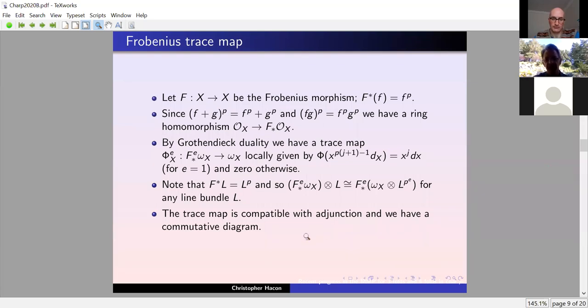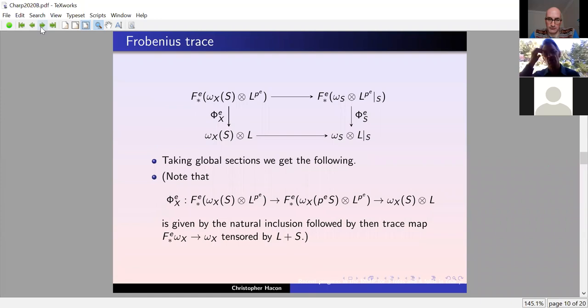Now, one important thing is that this trace map that I've denoted by phi upper E sub X, so upper E reminds me that I'm doing the eth iteration of the Grothendieck trace map, and X reminds me that I'm doing it on the variety X. Well, these maps are compatible with this adjunction process that we did before. So let's look at the following diagram.